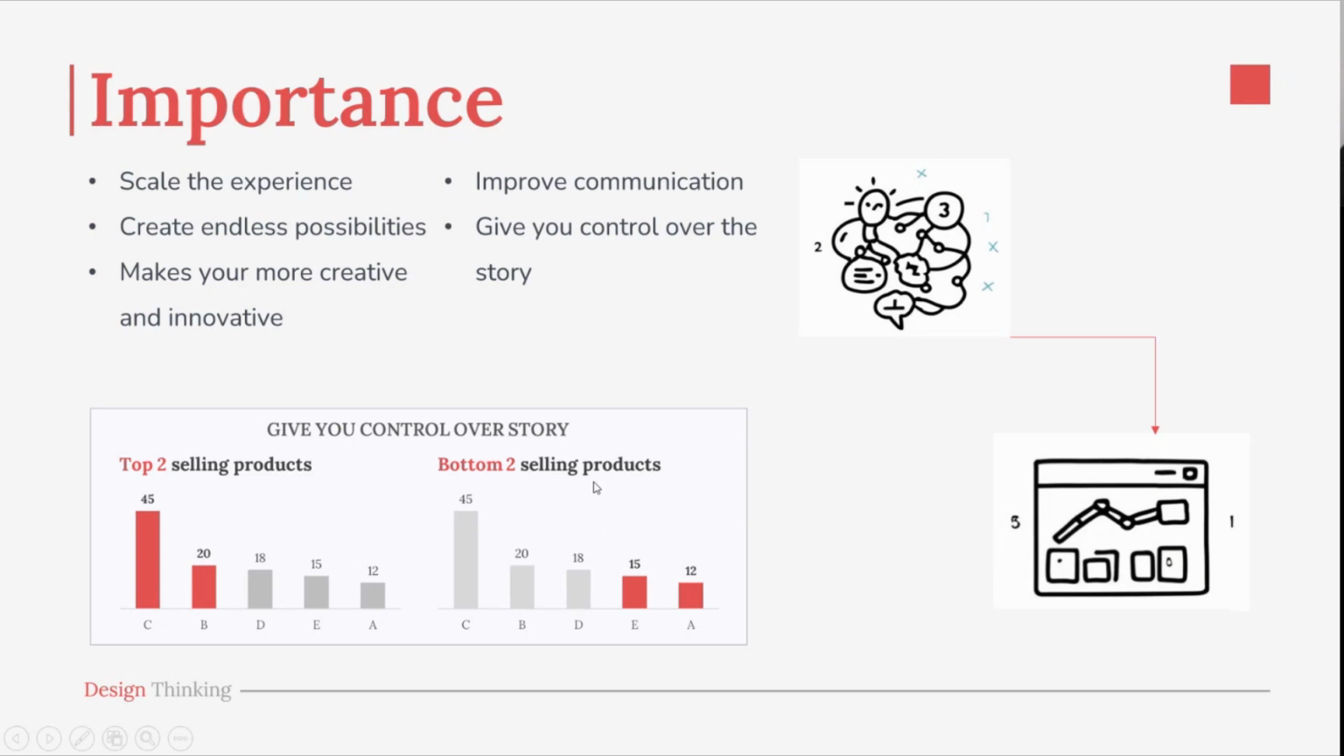more better marketing opportunities for these products. But if you show the second chart to the same person, they will see, okay, why are E and A products doing badly? What's going on? What's wrong with them? Should we discontinue them? Is there a way we can improve the performance? So depending on your design, there are two different conversations happening.